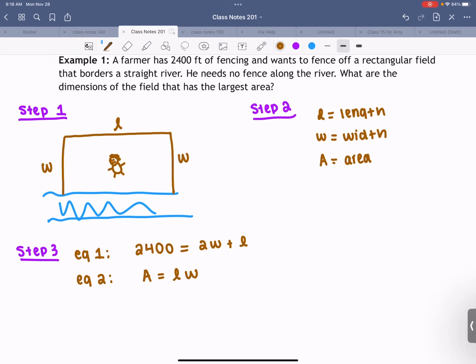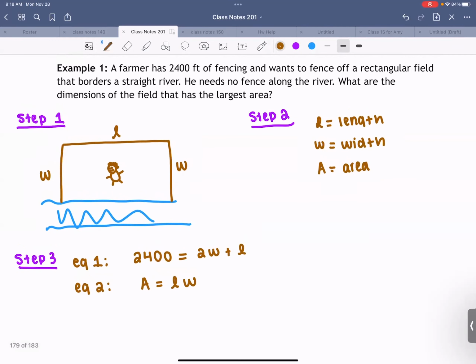Area. The area, right? Because we want to find what has the largest area. That's the thing we want to find, or what we want to discover things about. So this is the equation we're really working with. Whatever has the symbol that we're working with is the question that we're working on.